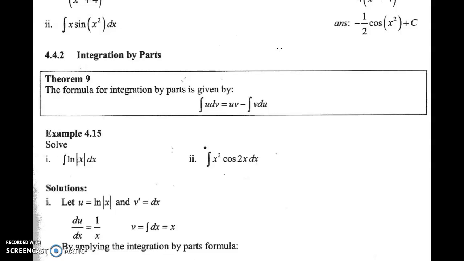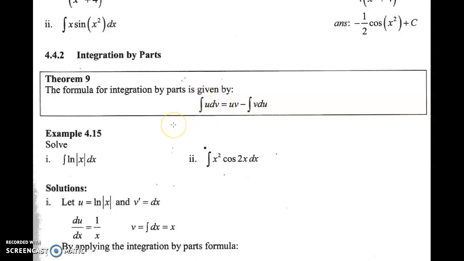to u terms. As for integration by parts, we are going to define a function that you need to solve. You need to integrate it in two parts. One part is u and the other part will be defined as dv. Later on we are going to find du/dx, the derivative of u, and we're also going to find the integration of dv.